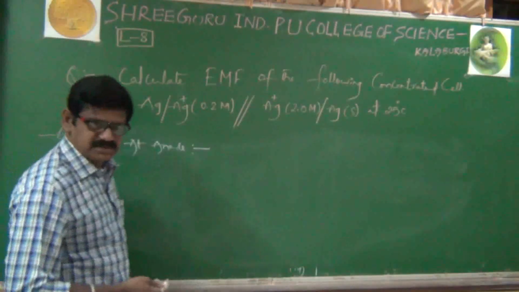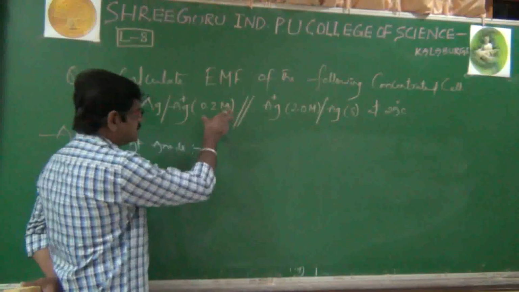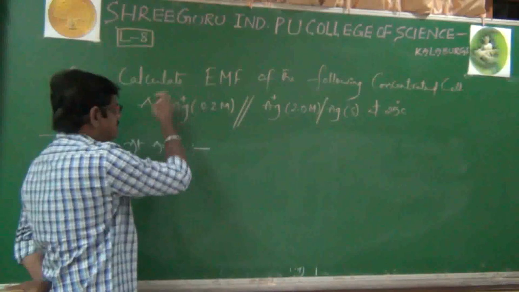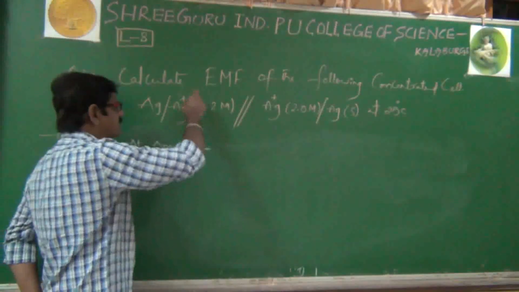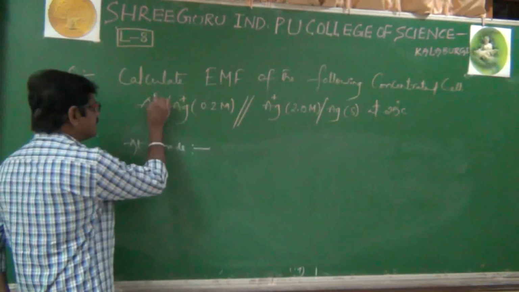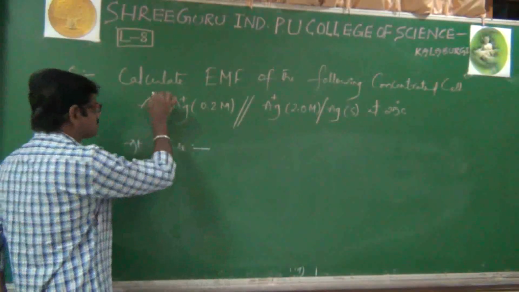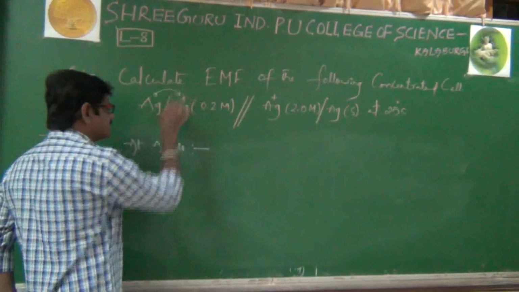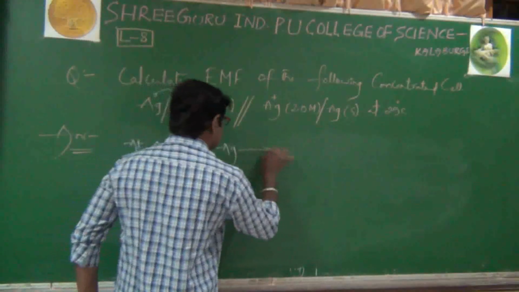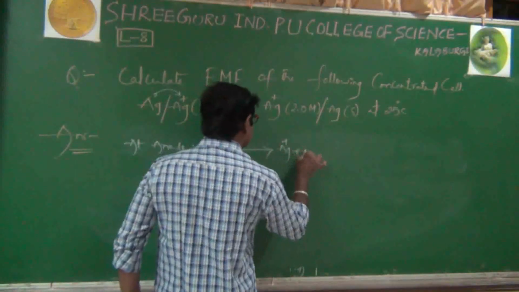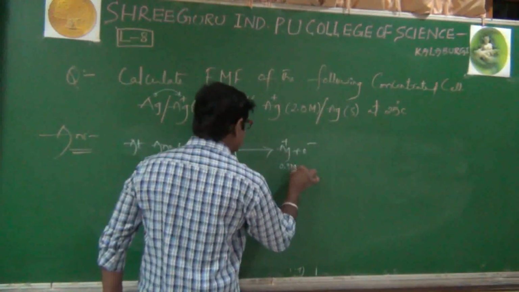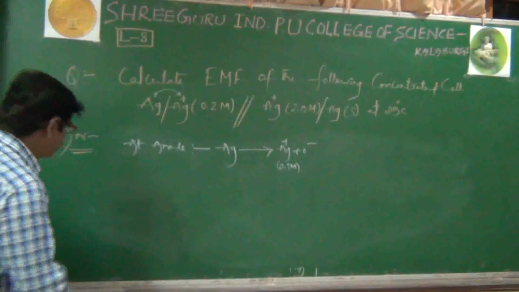Which electrode undergoes oxidation? In this cell, the left side of the salt bridge, this electrode undergoes oxidation. The symbol also indicates clearly that silver, in an elemental state with 0 oxidation number, has converted to +1, an increase in oxidation state. Therefore, silver, by losing an electron, converts to Ag plus ion, whose concentration is 0.2 molar. That's all.